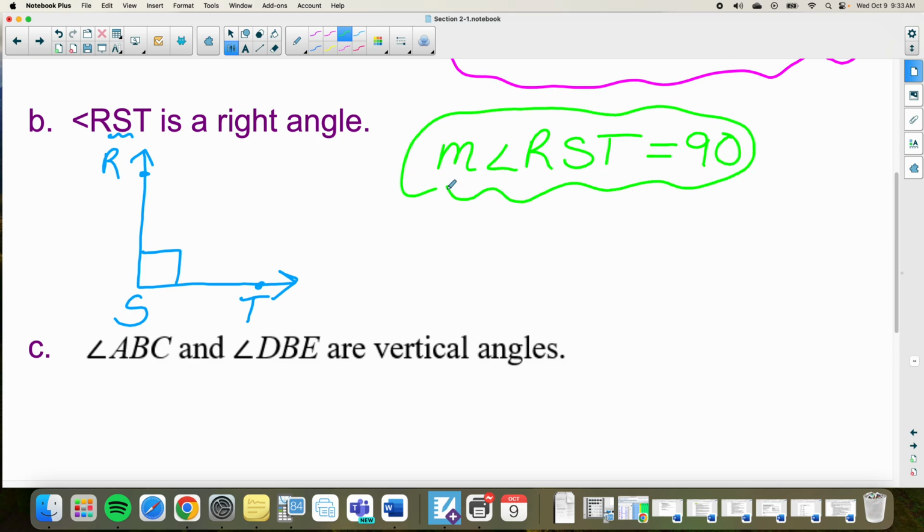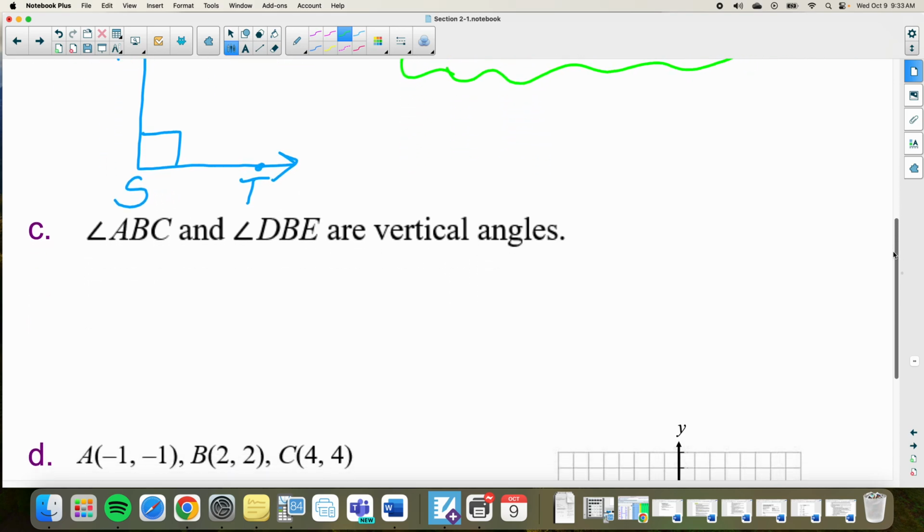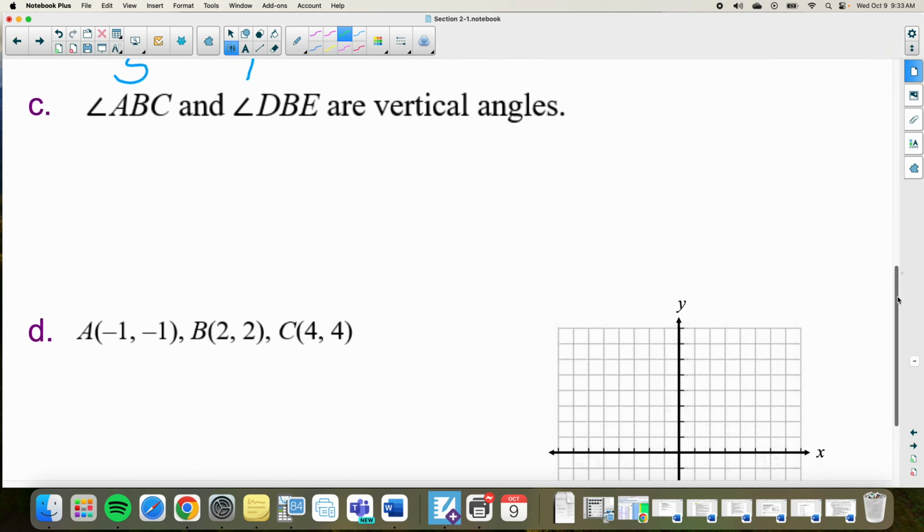So that might be like, oh, that's so obvious, but you're just saying something else about it that's true. Okay? Now, if you look at this one, they have two angles that are vertical. And notice in this that both angles have B in the middle. So vertical angles are always formed when you have two intersecting lines. So I'm going to draw that. The B is in the middle of both angles.